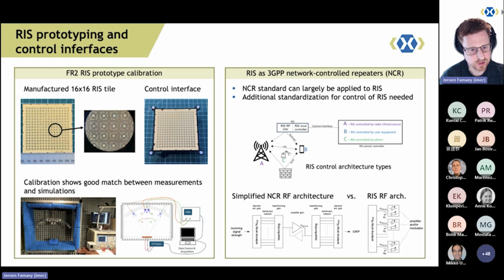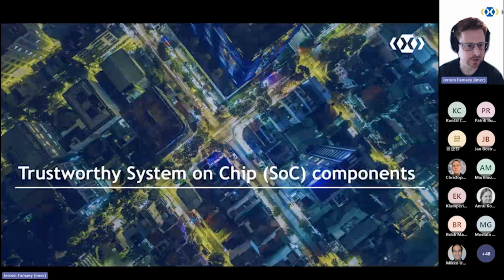And another topic of investigation was then looking at how these RIS devices could be integrated into the network. We looked at the control interface, so what kind of capabilities can the hardware expose to be controlled by the network or by devices in the network. But we also looked at standardization aspects and how existing standards for network controlled repeaters could be reused for RIS. And we saw that there's a lot of similarities between these two types of devices, but some additional standardization would be needed to include RIS control interface.